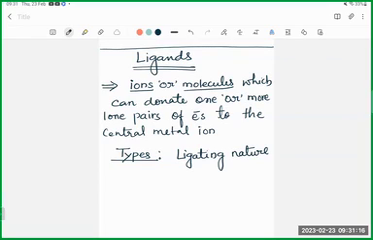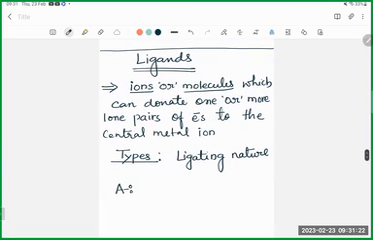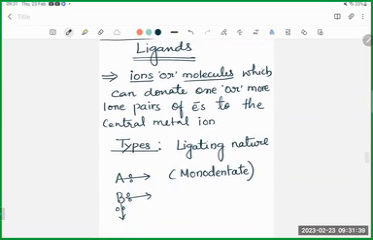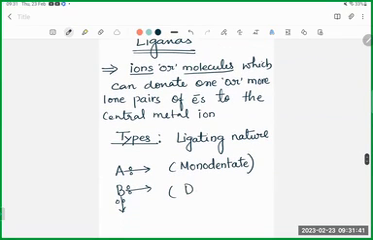It's a simple concept. Suppose A is a ligand which can donate one pair. I would put this A in the monodentate category, because it is able to ligate with a lone pair of electrons. Suppose we have B, which is able to ligate with two pairs of electrons. I would put this in the bidentate category, because it can ligate with its two pairs of electrons.